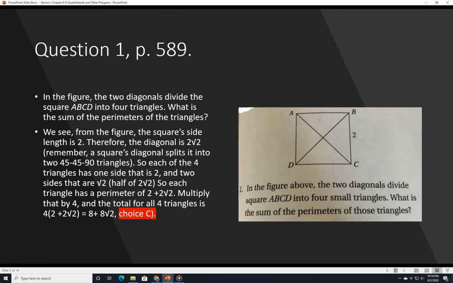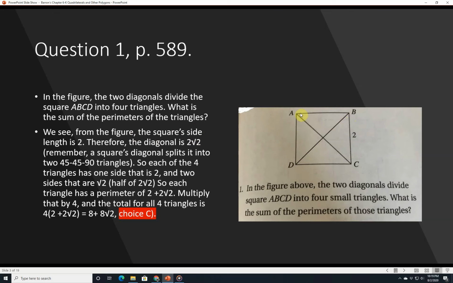So, question 1, page 589. In the figure above, the two diagonals divide square ABCD into four small triangles. So we can see the four triangles here: 1, 2, 3, 4. What is the sum of the perimeters of those triangles? Well, we see from the figure that the square's side length is 2. So that means this diagonal here is 2 root 2.